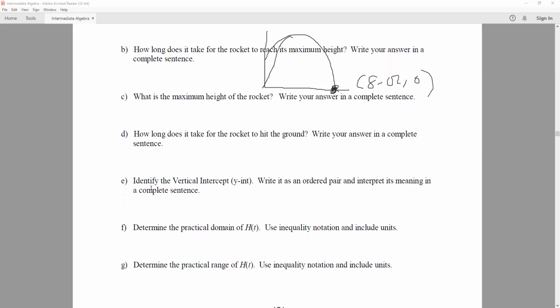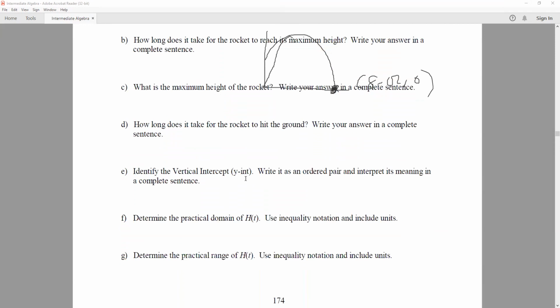What about E? Identify the vertical intercept. We already did, right? It was (0, 3). And what does it mean? It says write it as an ordered pair and interpret what it means. The vertical intercept represents the initial height or the starting height. The rocket was shot off 3 feet in the air.